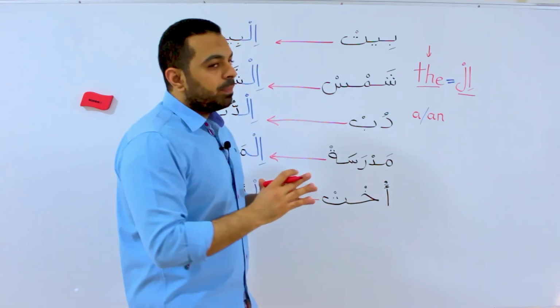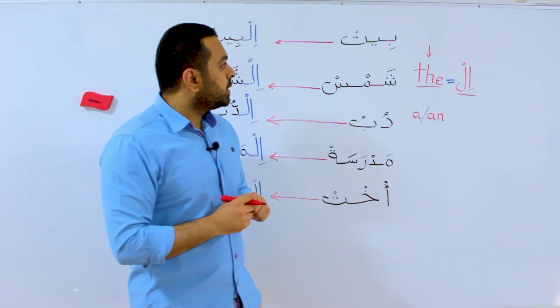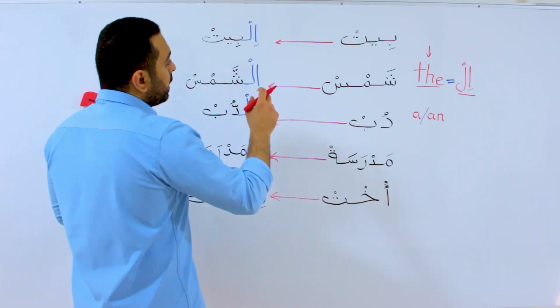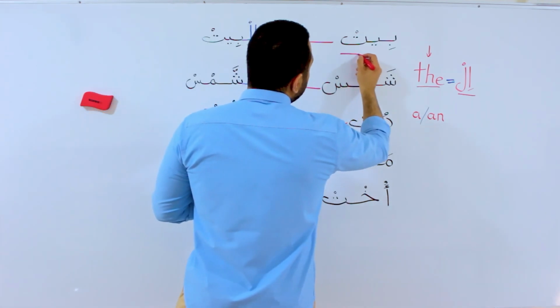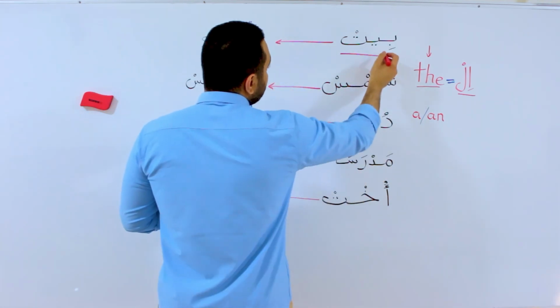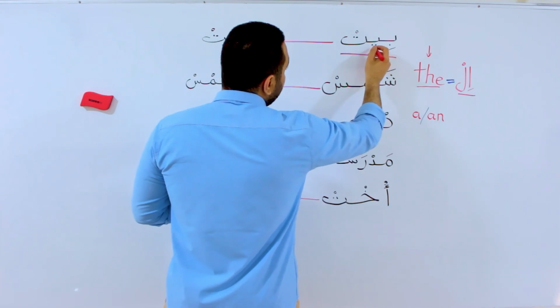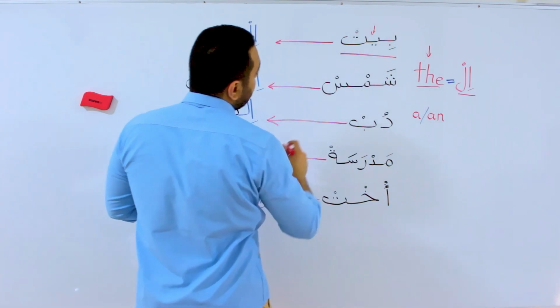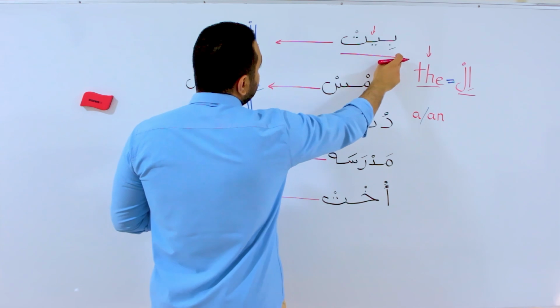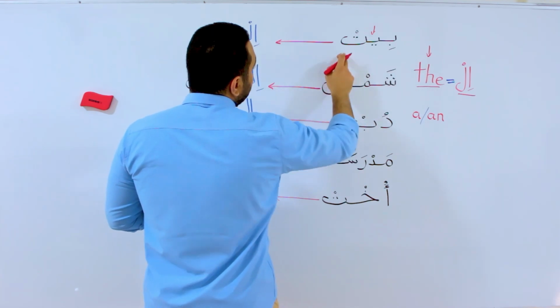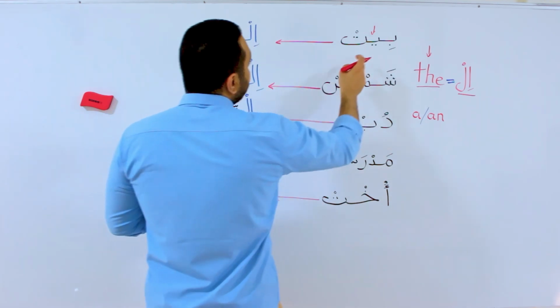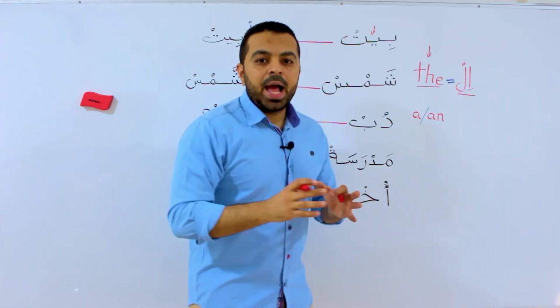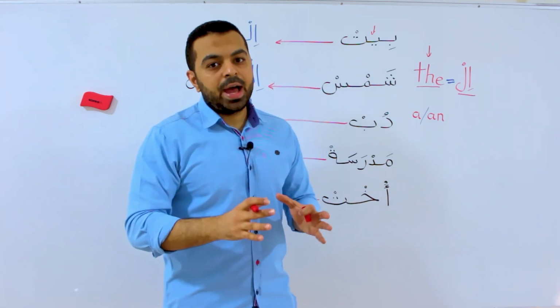So, let's start, read this. Let's read this one. The first one is B, and then this is a long vowel. Bit. Okay. Bit means house. A house.